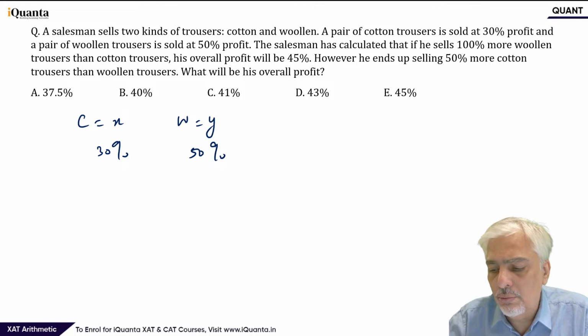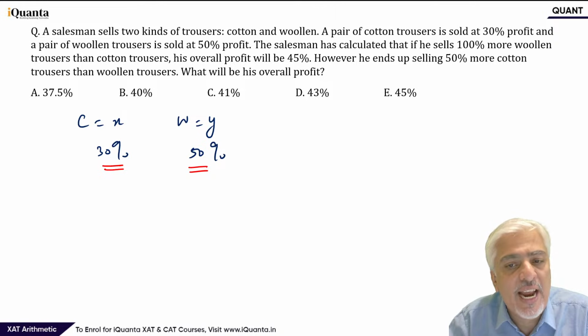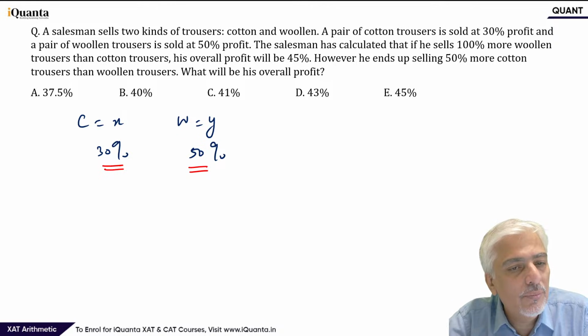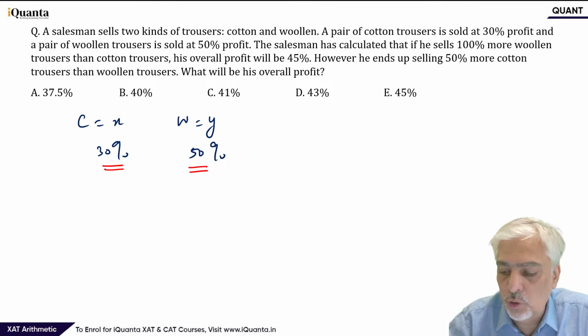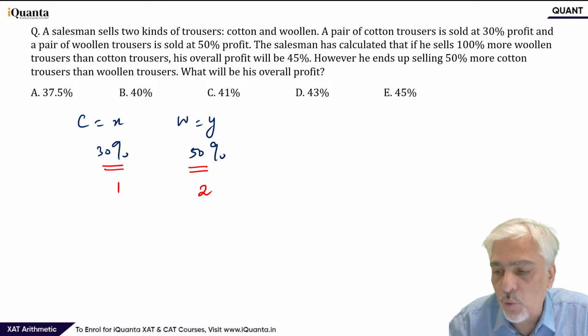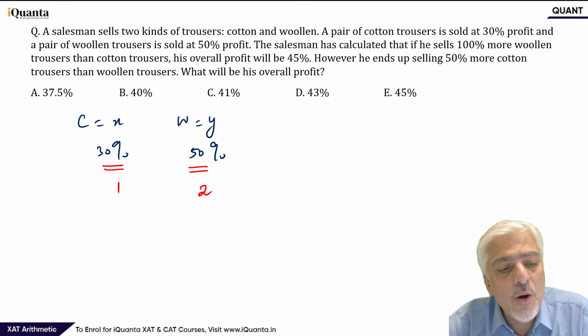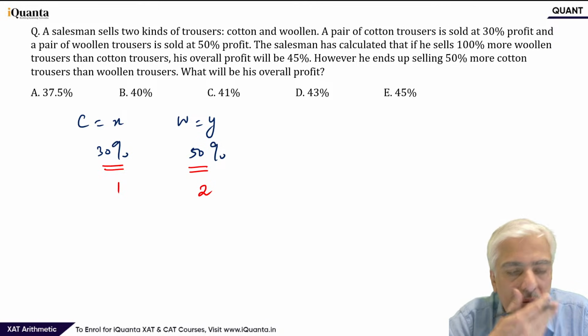So basically, initially the plan was that on cotton trousers there was going to be 30% profit, and here there was 50% profit, and we are going to sell 100% more woolen than cotton, right? So this was going to be in the ratio 2:1 this way, and because of which he was going to make 45% profit, right? That will be how much?